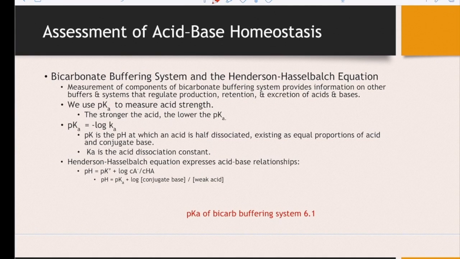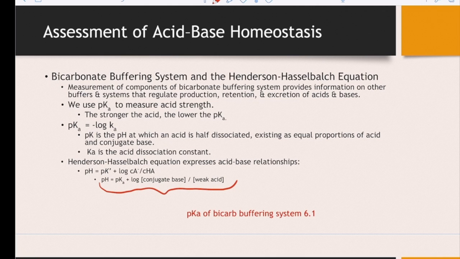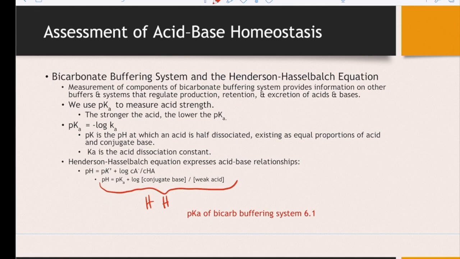Okay, so we had talked about earlier in the objectives the Henderson-Hasselbalch equation and how we can use that in order to assess a particular buffering system. So this is the Henderson-Hasselbalch equation. Basically, we can plug in our conjugate base and our weak acid into this formula, what the concentration of those are, and then we can assess our acidity or alkalinity using that equation.